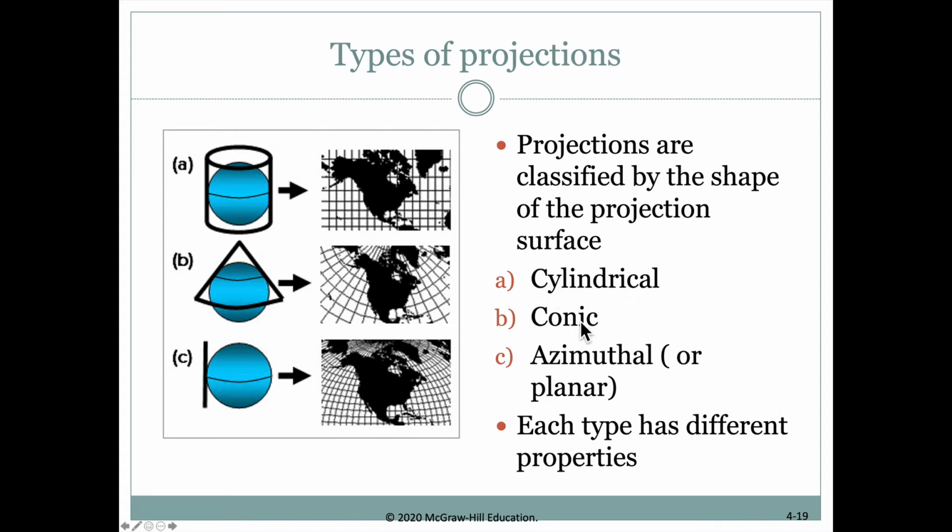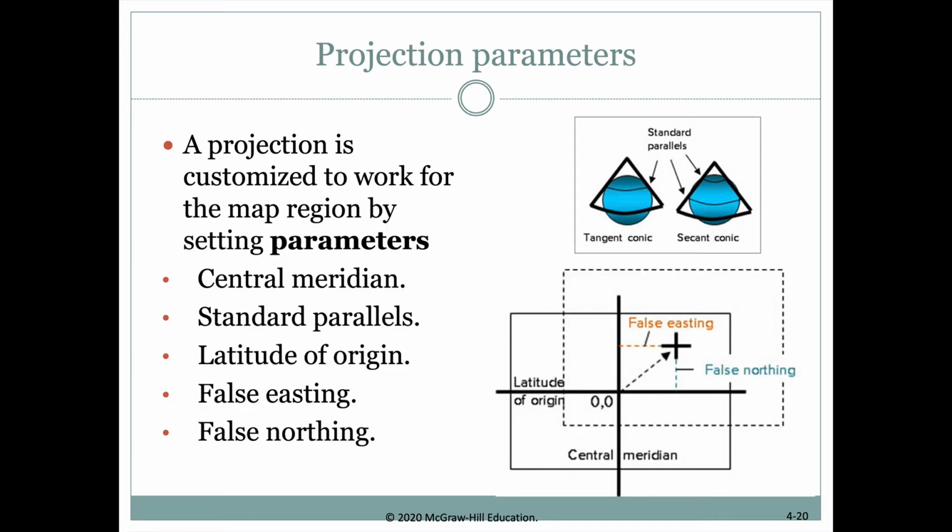So we can have cylindrical, conic, or azimuthal map projections, and each one of these, as it says here, has a different property. When we're doing a map projection, we're going to have to set some parameters. And so we'll just talk about what these parameters are. For a conic map projection, we can have one line where the cone is actually touching the sphere. And that's shown by this line here.